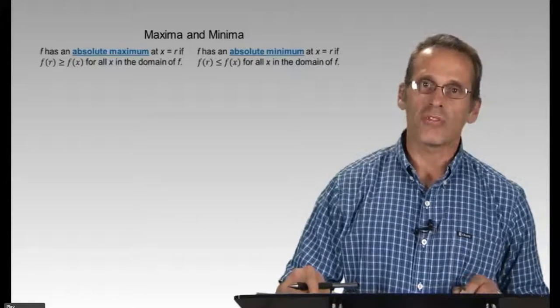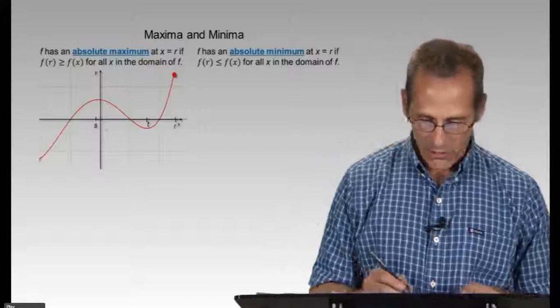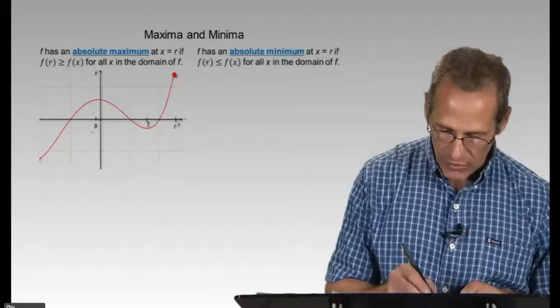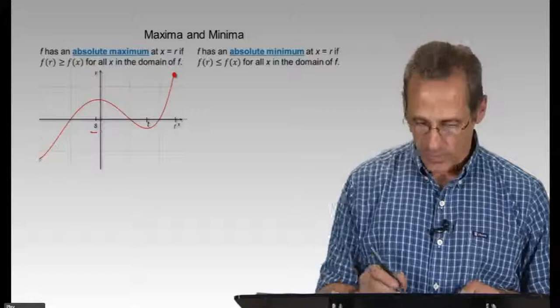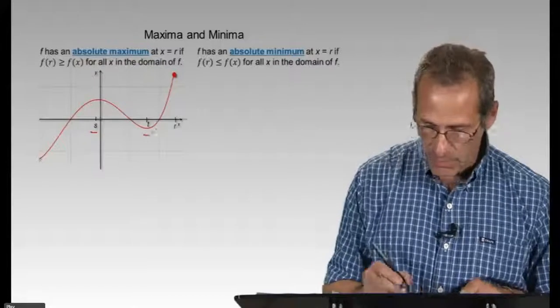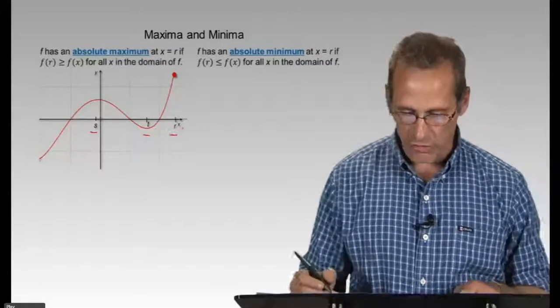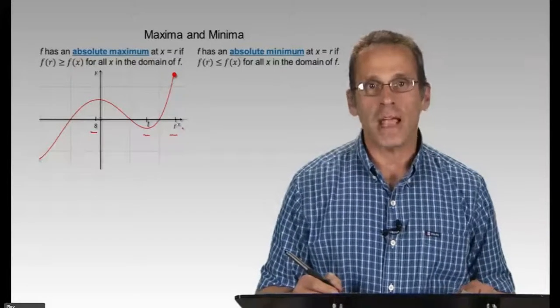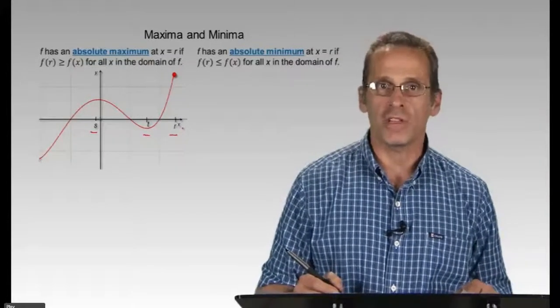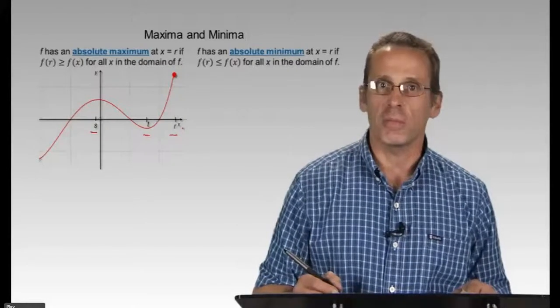Let's look at two graphs. In this first graph, notice that we have a relative max at s, a relative min at t, but the absolute max, the highest point on the graph, occurs at x equals r. Absolute maximum and absolute minimum may occur at the endpoints. Relative maximum and relative minimum, they may not.